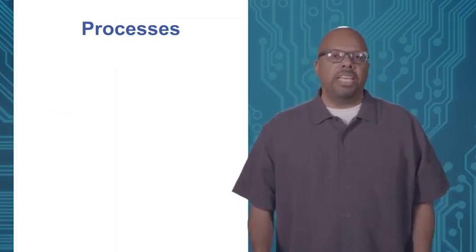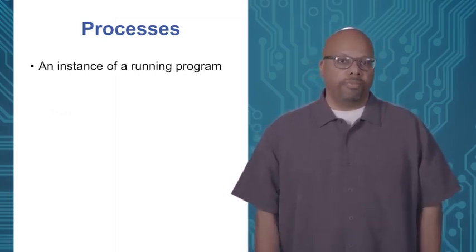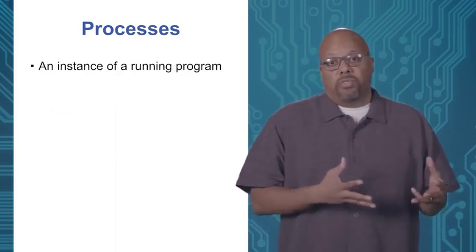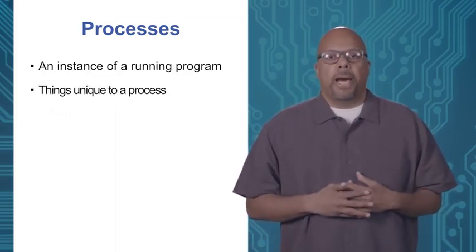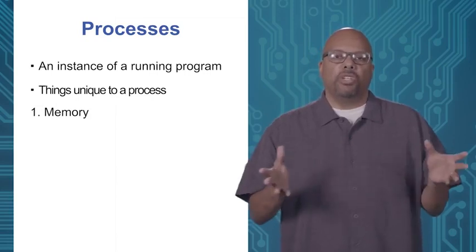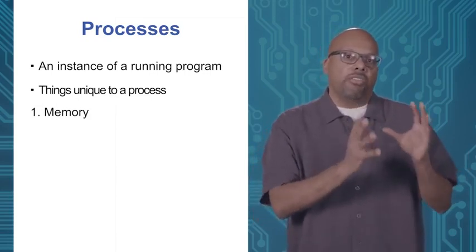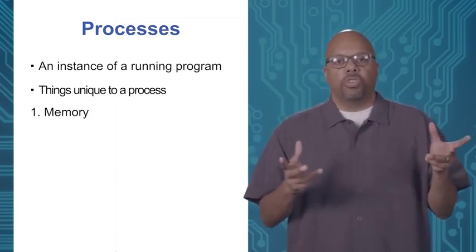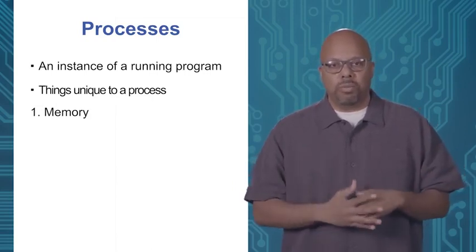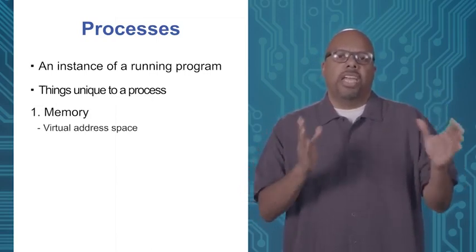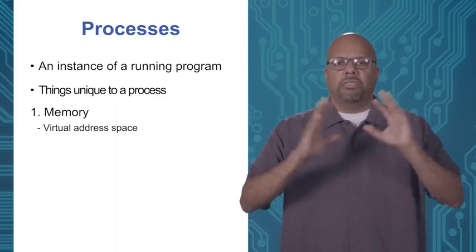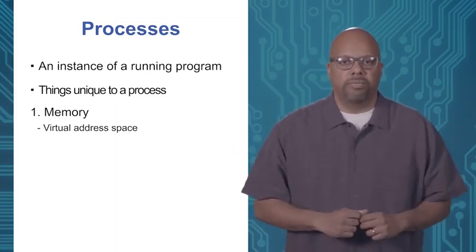So a process is basically an instance of a running program. There are things that every process has that are unique to it, a big hunk of memory. If you have multiple processes running on a machine, every process has its own memory. It's a virtual address space, and we're not going to talk about virtual memory, but it has an address space, okay? It has addresses 0 to 2 gig. This process owns them.